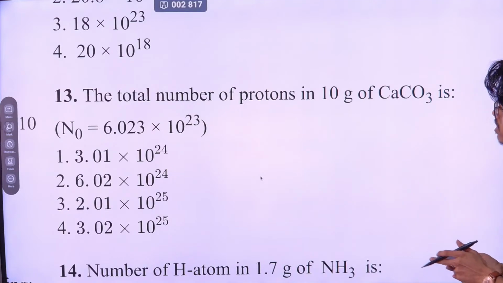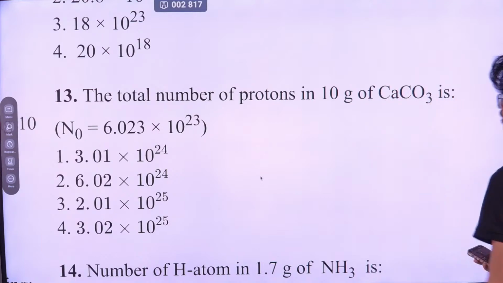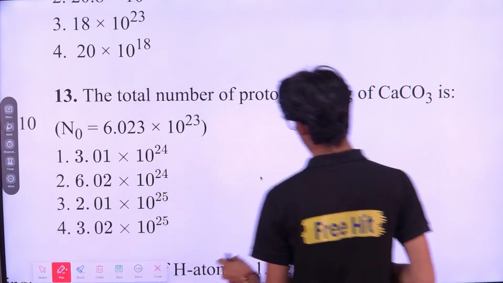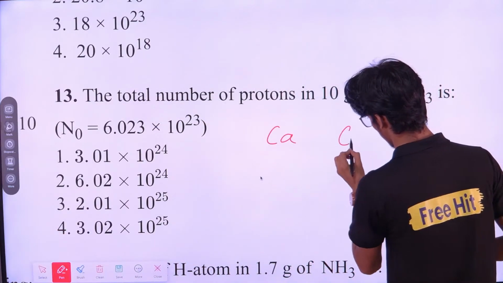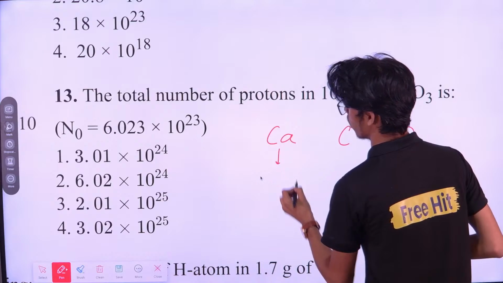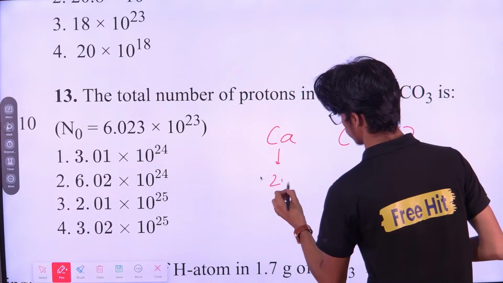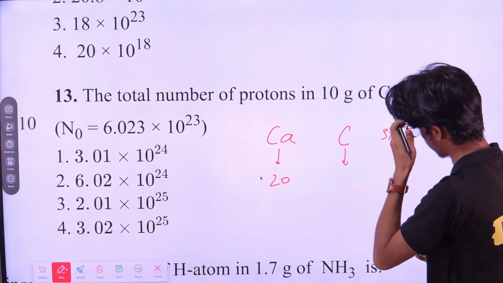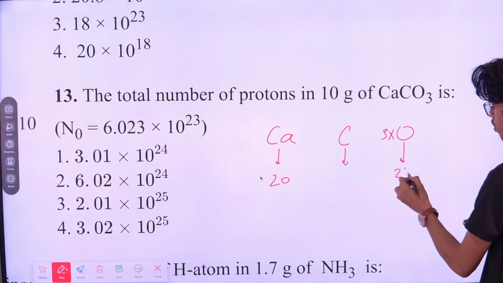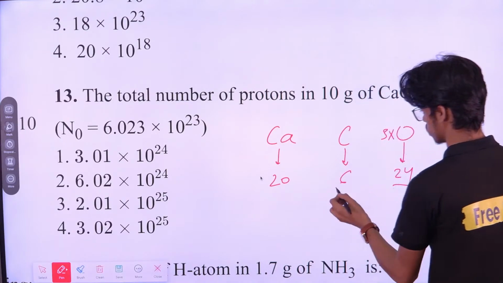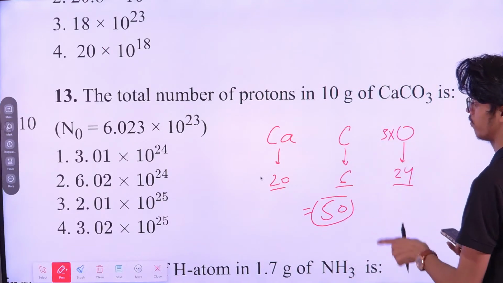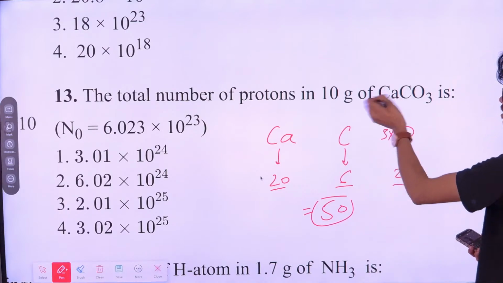Okay, got it. Now question number 3: total number of protons in 10 gram of calcium carbonate. Now how many protons are there in calcium? 20. Got it. How many protons are there in carbon? Tell me. Oxygen we have 8, so 3 oxygens is 24. Carbon we have 6, so 24 plus 6 plus 20 is how much? 50 protons in 1 molecule of calcium carbonate.